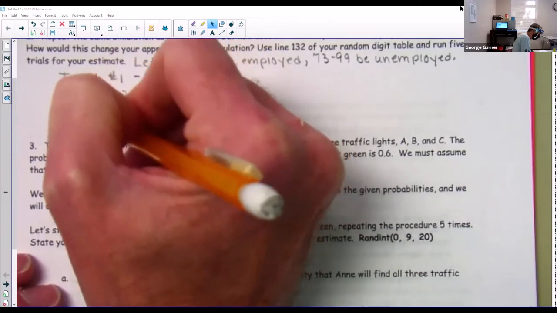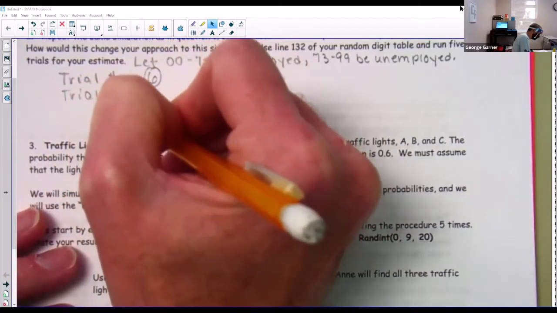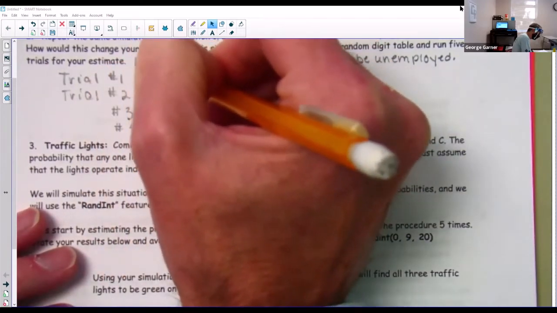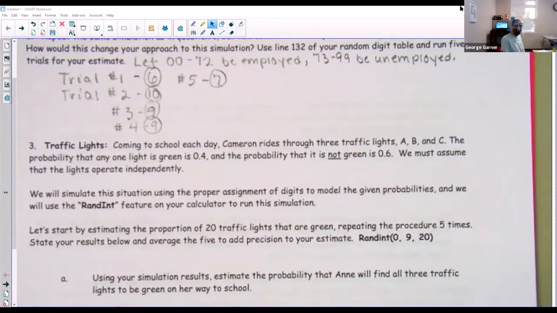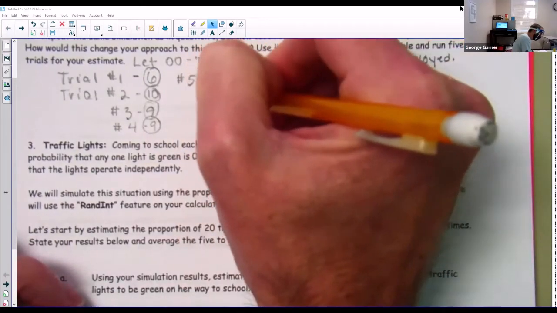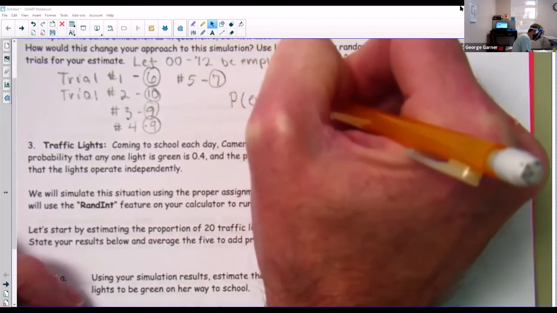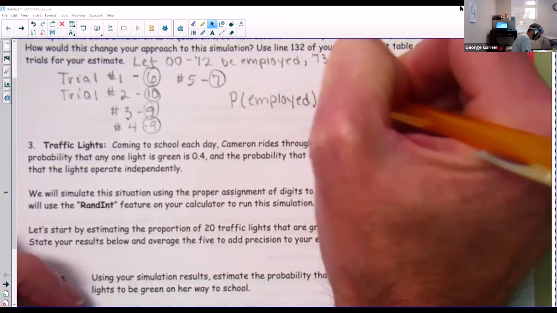And number 4 turned out to be also 9. And then trial number 5 was 7. So our results were 1 out of 5, right? So another way to write this, if you want, the probability of employed in this case is 1 over 5, which is 0.2.